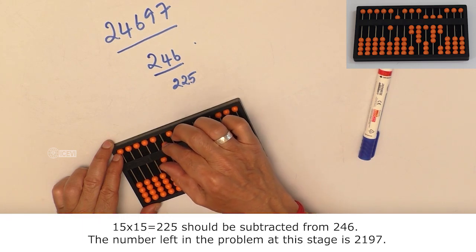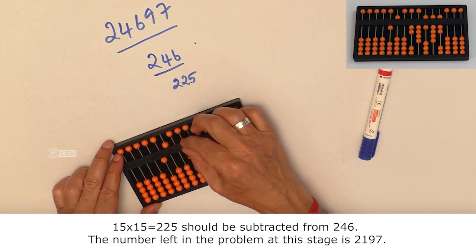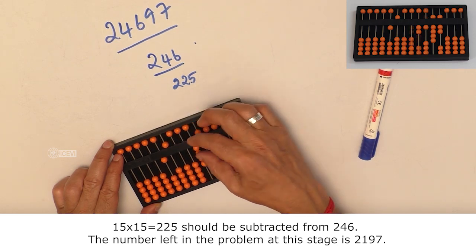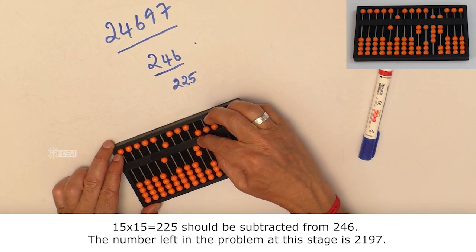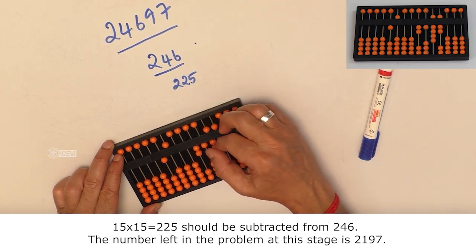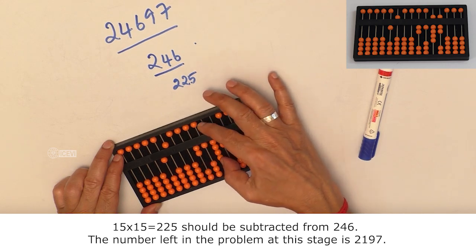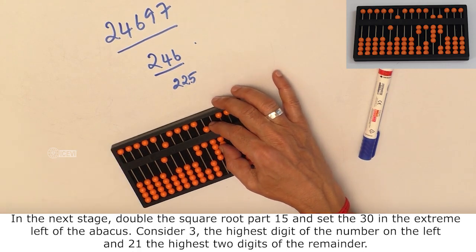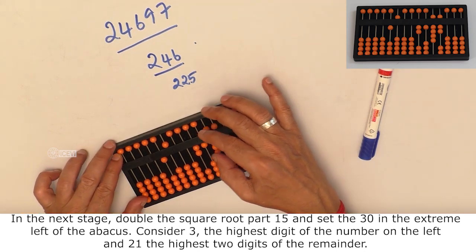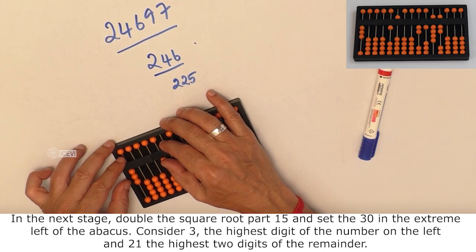15 multiplied by 15 is 225. That should be subtracted from 246. Now, the number left in the problem is 2,197. In the next stage, double the square root part, that is 15, and set 30 in the extreme left of the abacus.